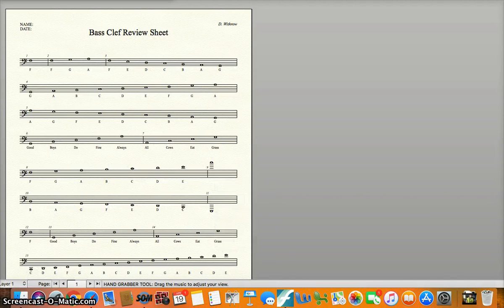Hi, and welcome to a quick overview of the bass clef. Bass clef we got right here. Let's zoom in on it, get right to it.